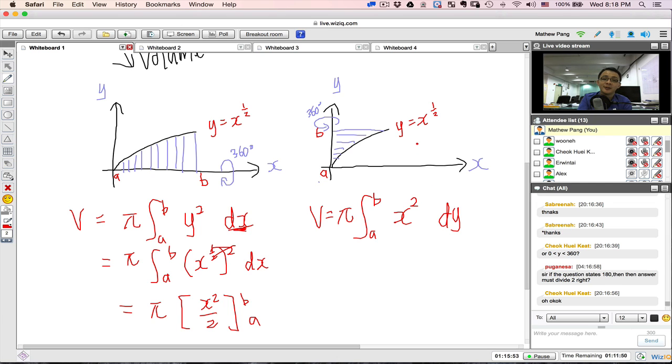So just now we know x equals y squared. So x squared actually is just y power 4. You just square both sides. It's very simple. So I'm going to straight away substitute in because it's very easy. This is y power 4 dy.